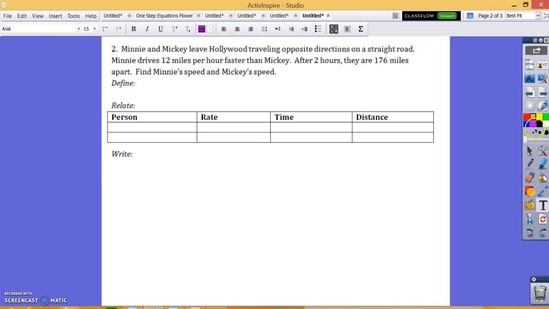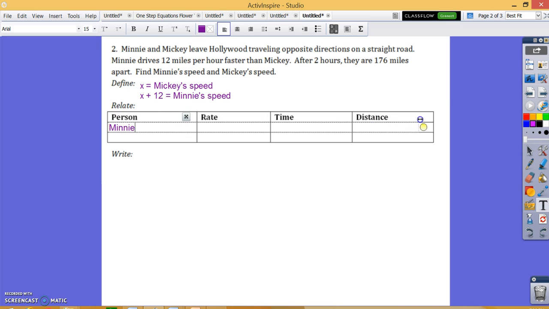Okay, so we should first define our variables. I see something about Minnie. It says Minnie drives 12 miles an hour faster than Mickey. So x is actually going to be Mickey's speed, and then x plus 12 is going to be Minnie's speed. So it doesn't matter which person you put first. You could put Mickey or you could put Minnie. I'm going to go with Minnie.